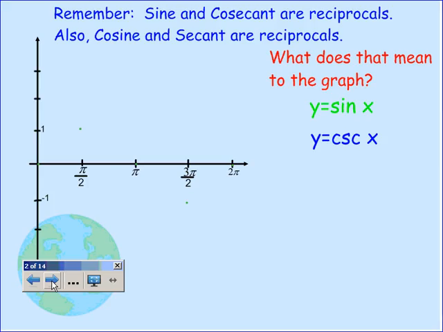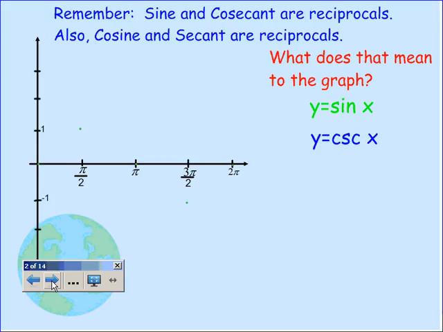And first thing we do need to remember is that the sine and cosecant are reciprocals, and that the cosine and secant are reciprocals. That helps us when we need to graph the y equals cosecant x and y equals secant x. So we're going to use their reciprocal function to help us know where the graph should be. So here we are.